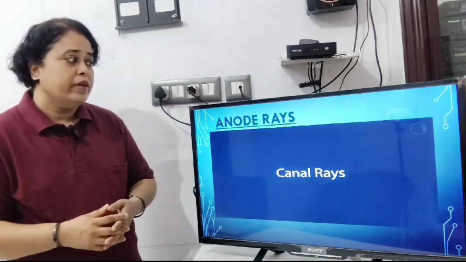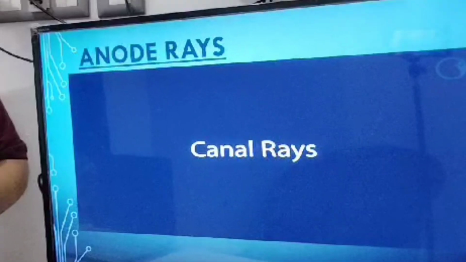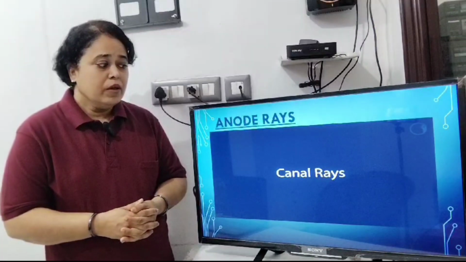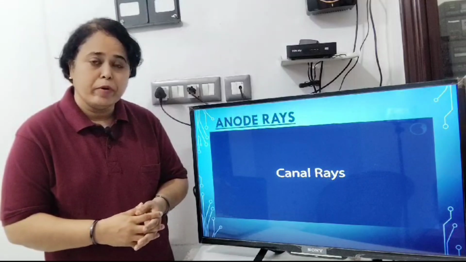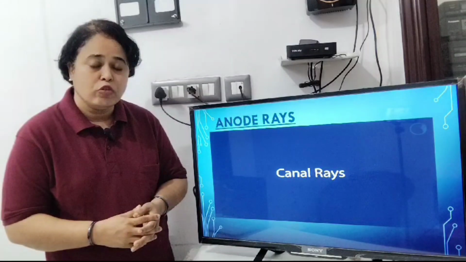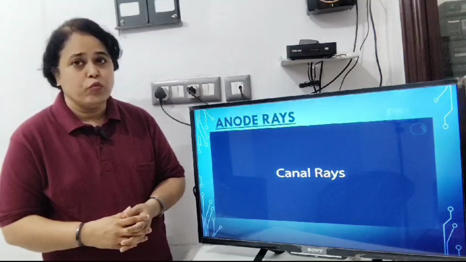Now next is the canal rays. Canal rays or anode rays are rays which are made up of positively charged particles known as protons. Let's see how anode rays or canal rays were discovered.